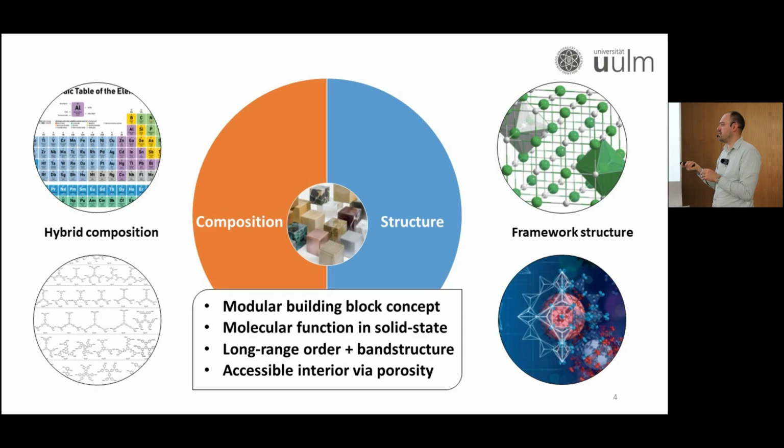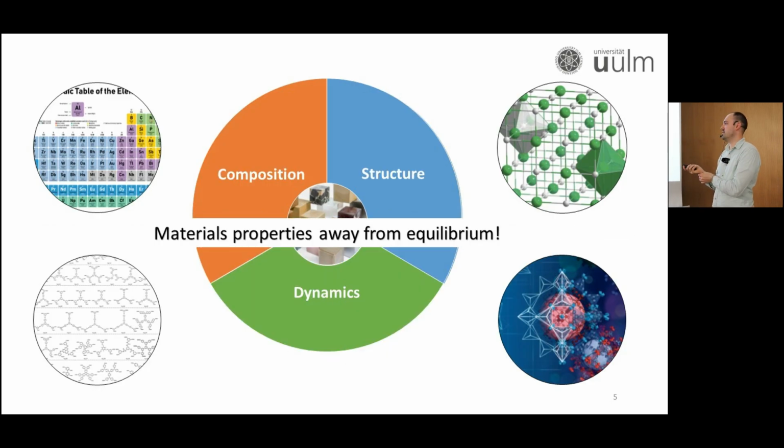We can incorporate molecular function in the solid state and add onto that long-range order and some aspects of a band structure. Now, that doesn't have to necessarily lead to electrical conductivity, but it can generate, for example, other kinds of band structure motifs that can be relevant for certain applications. And on top of that, most of these materials exhibit internal porosity. Nanoporosity, pores in the size from 0.5 to 3 or 4 nanometers in diameter.